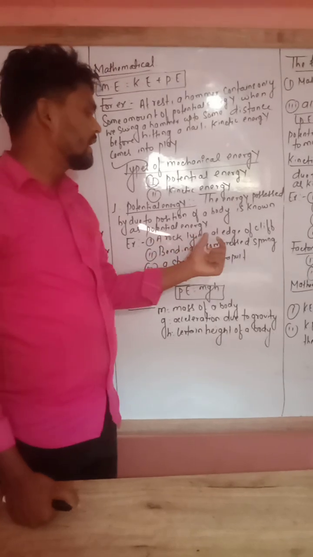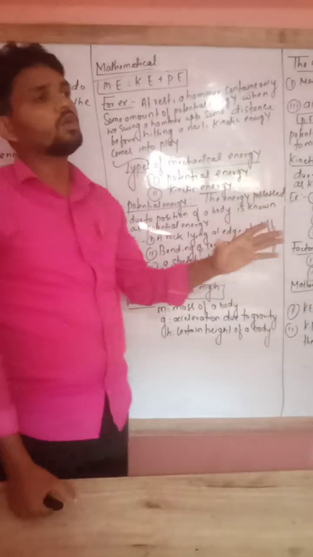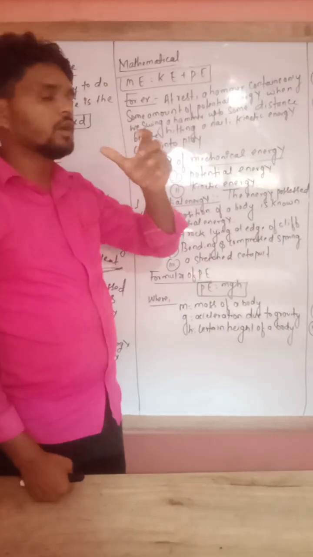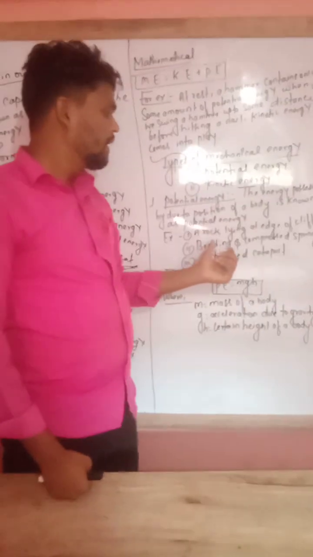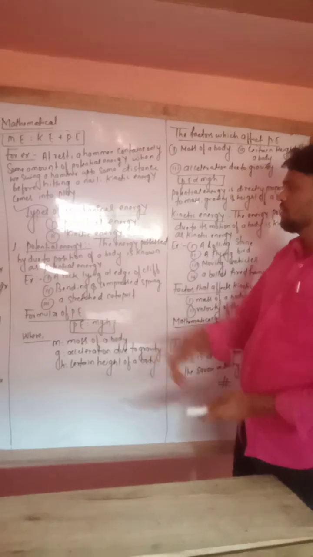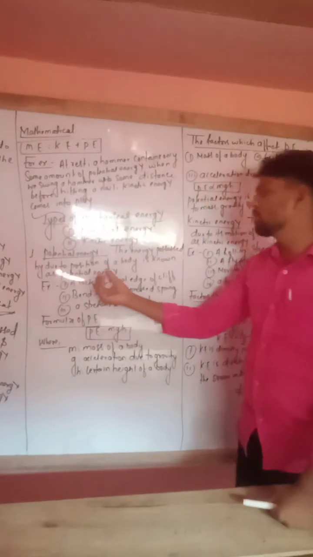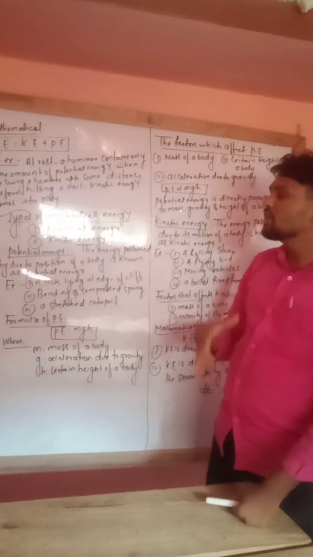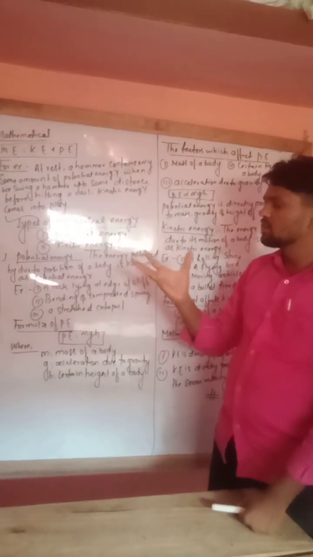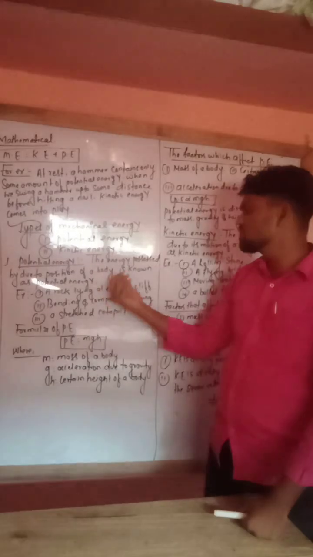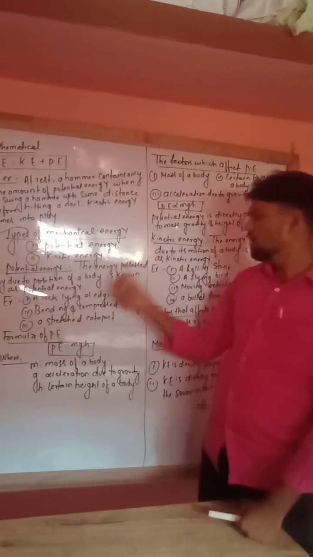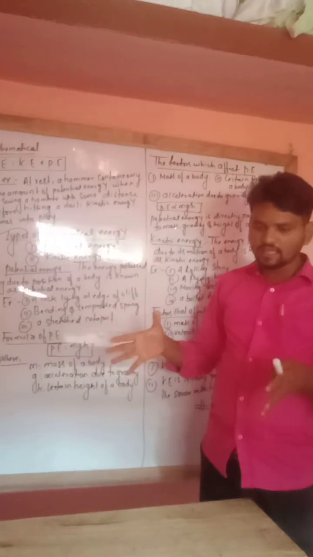For example, a rock lying at the edge of a cliff, a small rock lying at the top of a mountain. This is the energy possessed due to the position of a body. Position means when a body is at rest. Another example is a spring when it is bent or compressed.